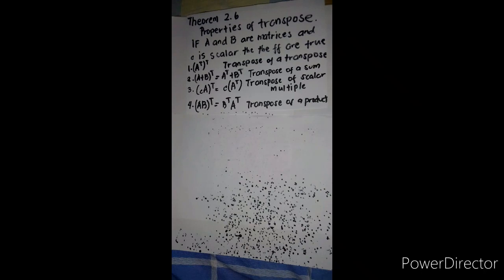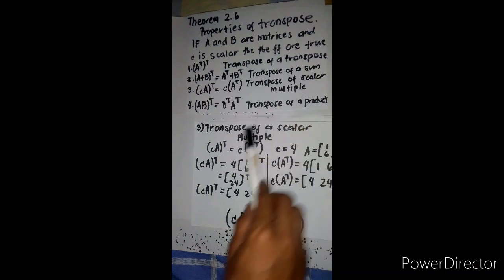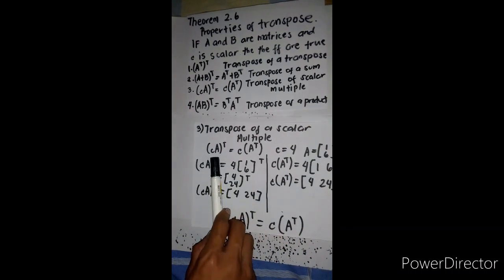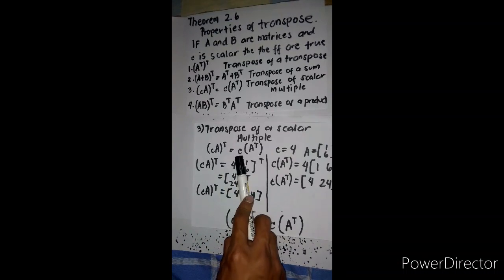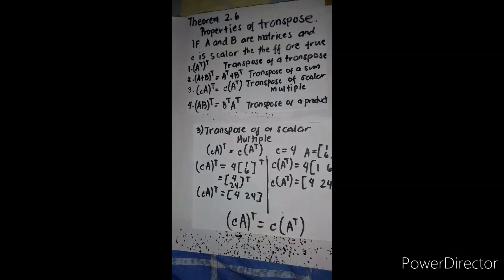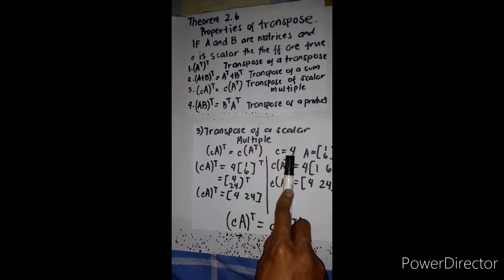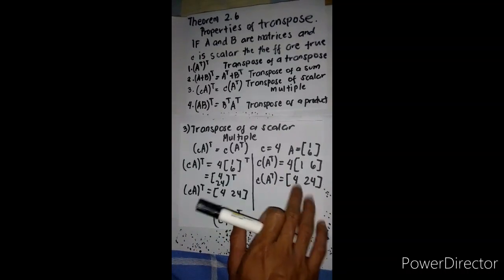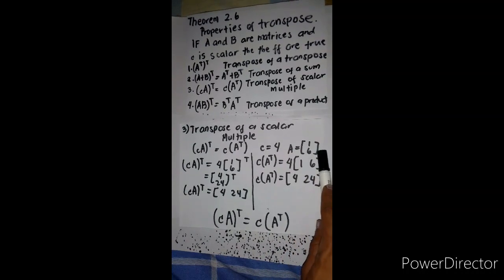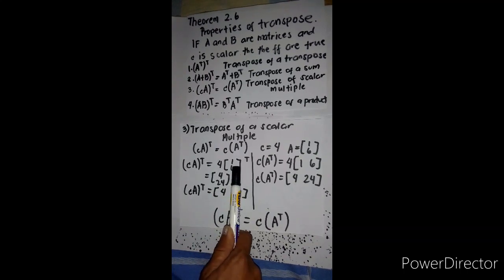We go to property number 3 under theorem 2.6, or the transpose of a scalar multiple. Scalar C multiplied by matrix A transpose, we need to prove that they are the same as scalar C quantity A transpose. Scalar C, which is 4, and matrix A is equal to 1 and 6. So we need to multiply these two: 4, or the value of scalar C, multiplied by the matrix A.